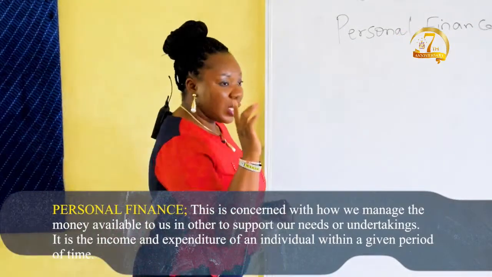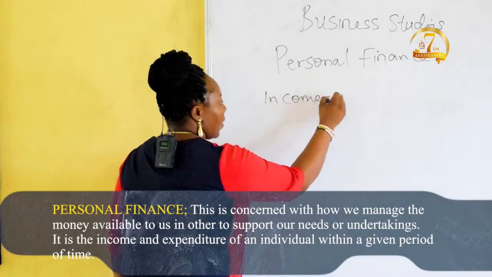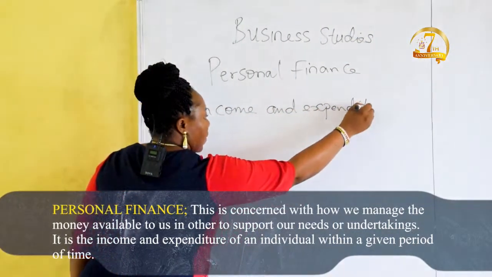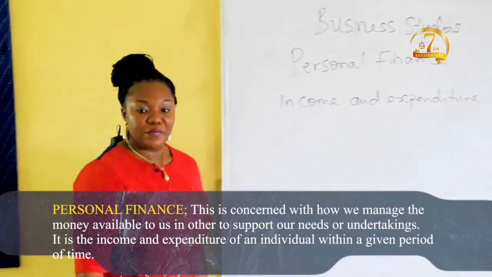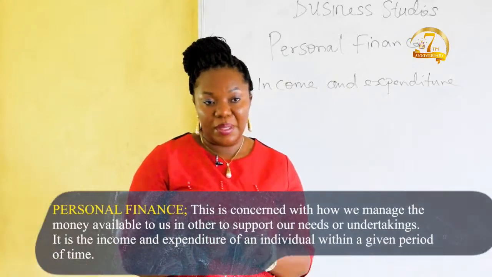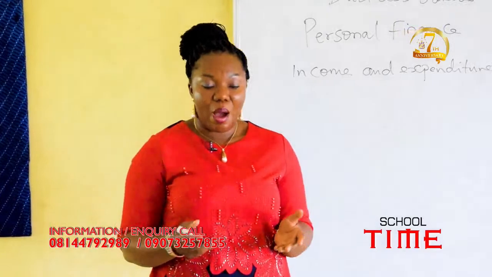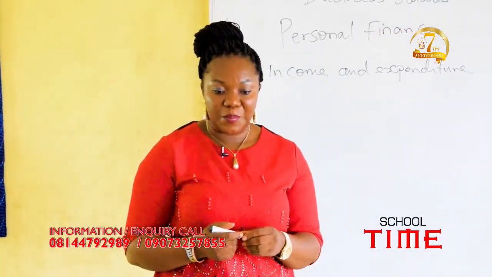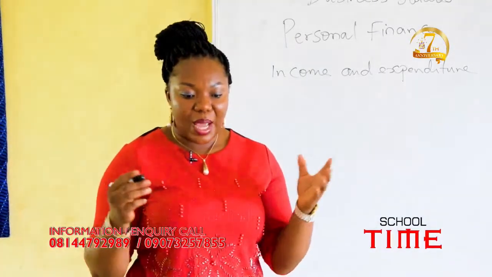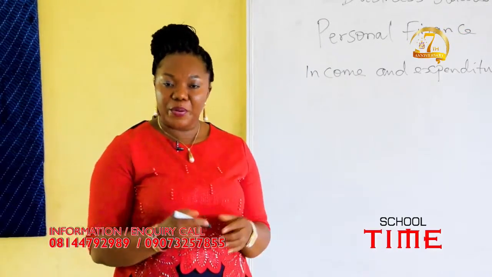The income, take note, I said it is the income and expenditure of an individual within a specific period of time. It can be weekly, it can be monthly, it can be yearly, depending on how your income comes in. Now, it explains the way people make their budgets, how they save and spend money over a period of time.